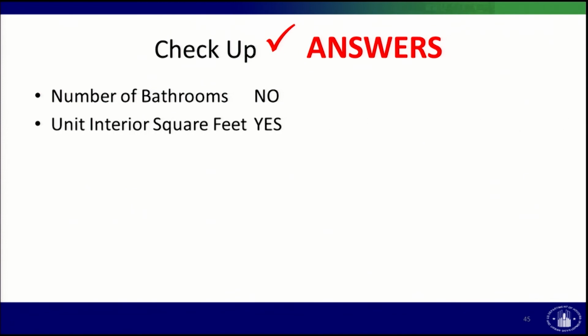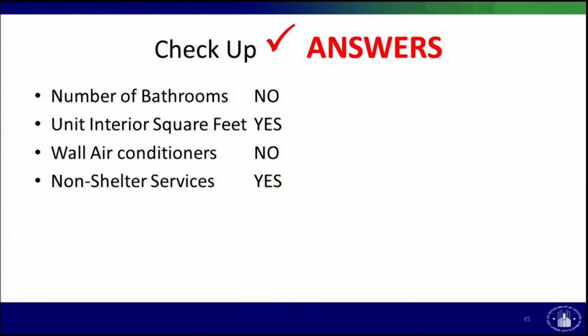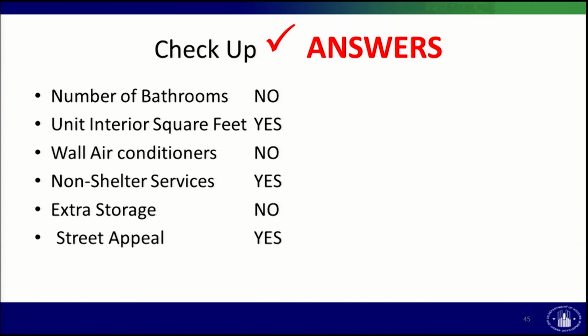Unit square footage. Yes, that has had some issues. Wall air conditioners. Usually not. Non-shelter services. Sometimes. Extra storage. Usually not. And street appeal. Sometimes problems arise.